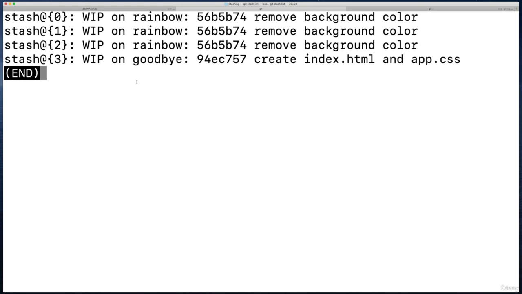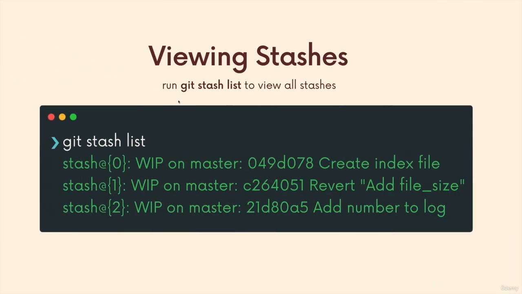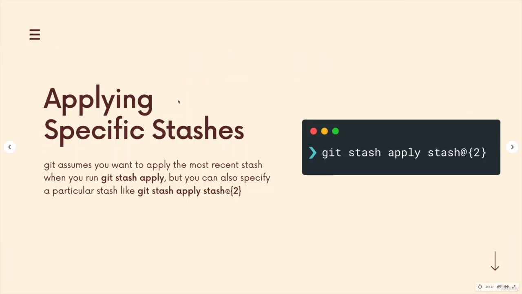So if I do git stash pop, for example, we will be popping this off and applying those changes. So maybe I don't want that. If I want red, which is this one here, this was the first one that we added from this branch, rainbow, I actually can reference particular stashes by using the little stash ID.